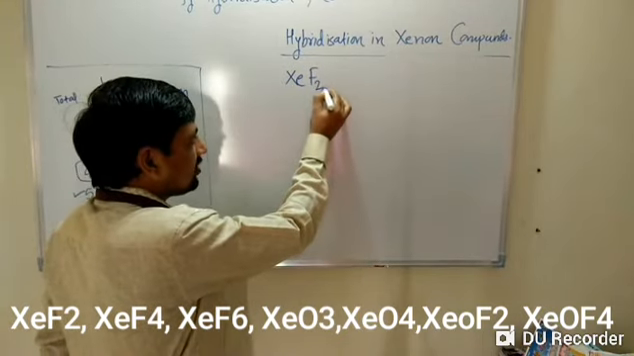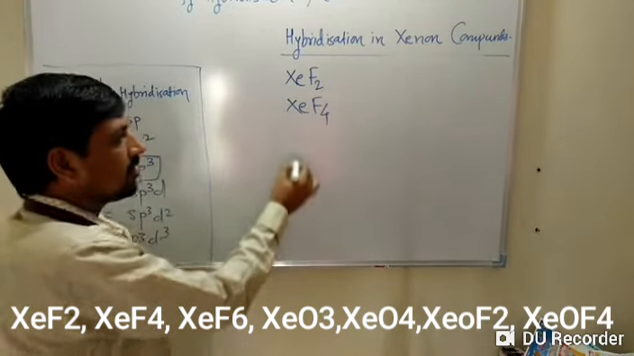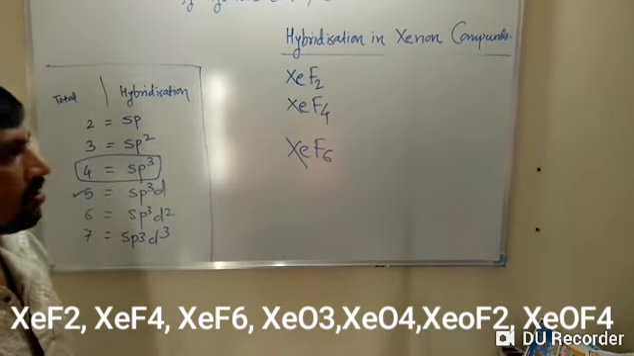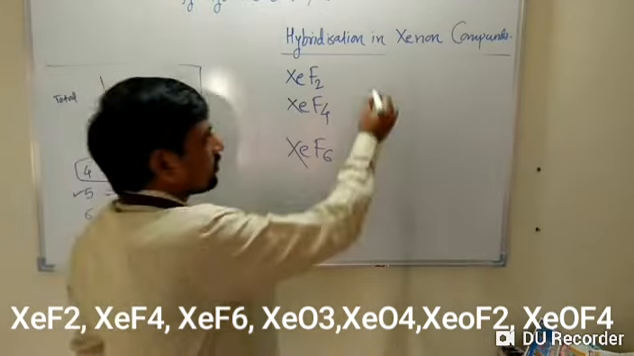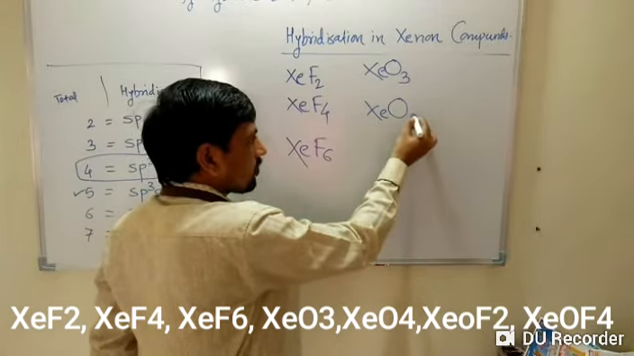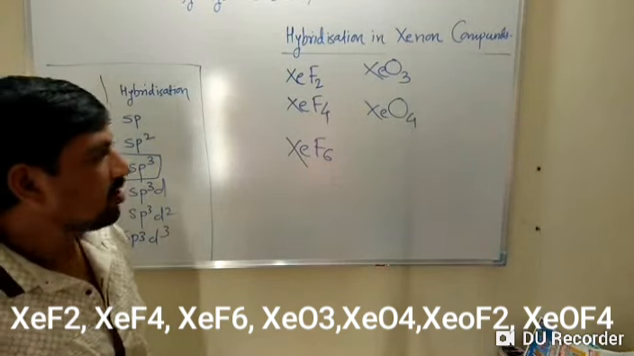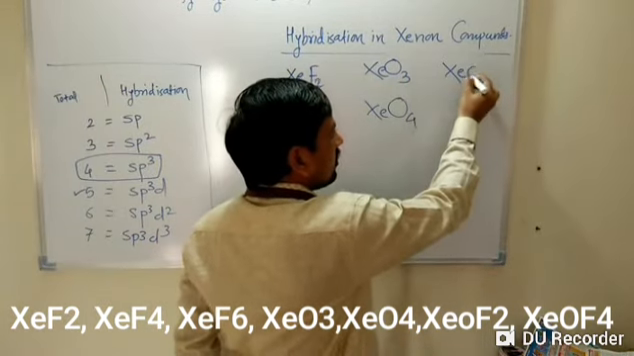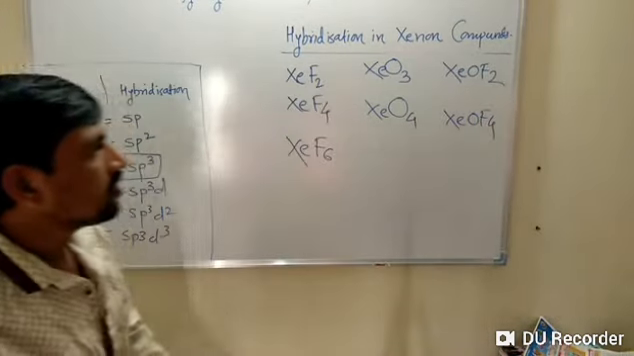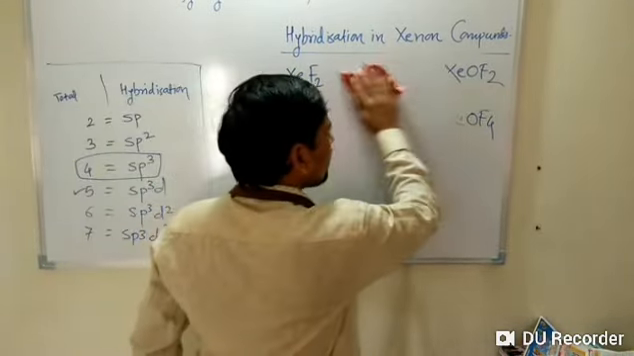Xenon fluorides like this: XeF2, XeF4, XeF6. These three types of fluorides exist. Similarly, the oxides of xenon, XeO3 and XeO4, can form. XeOF2 and XeOF4 are the oxyfluorides of xenon. So let's see the fluorides of xenon and their hybridization.